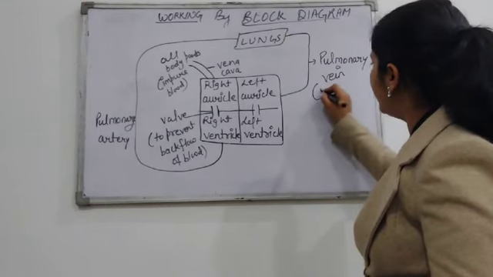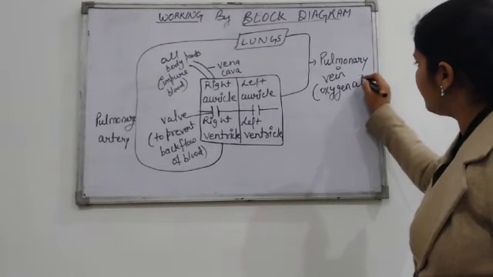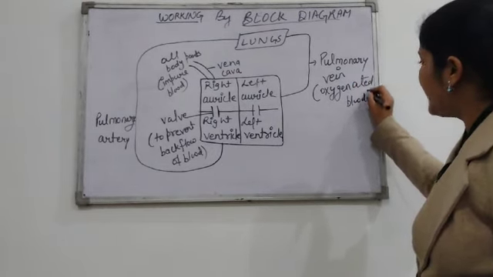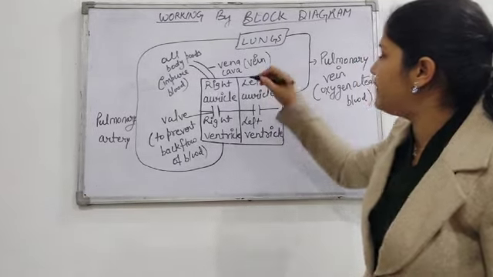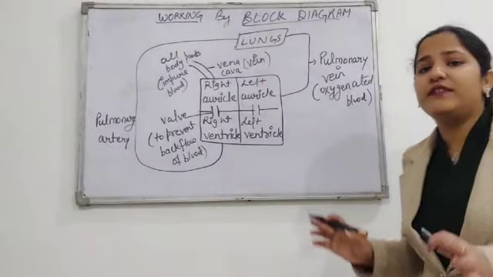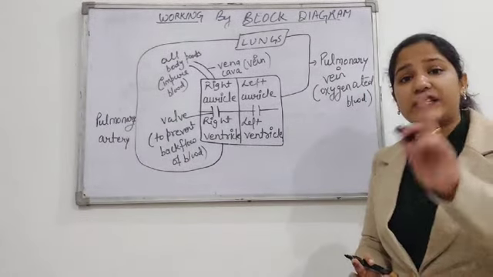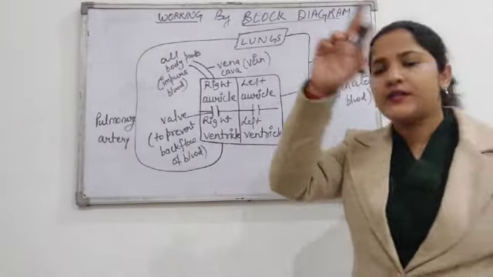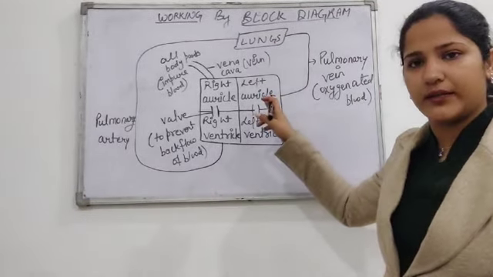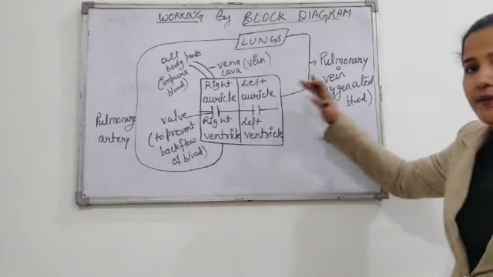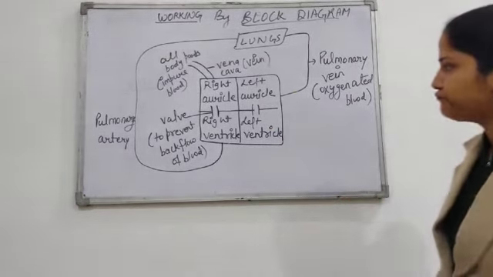Pulmonary vein carrying oxygenated blood. Mainly the veins carry impure blood, like vena cava. Vena cava is also a vein. So mainly the veins carry impure blood, but this pulmonary vein is an exception which is carrying the blood from the lungs to the first left chamber called left auricle. Now from the left auricle, blood goes into the left ventricle when the left auricle contracts.